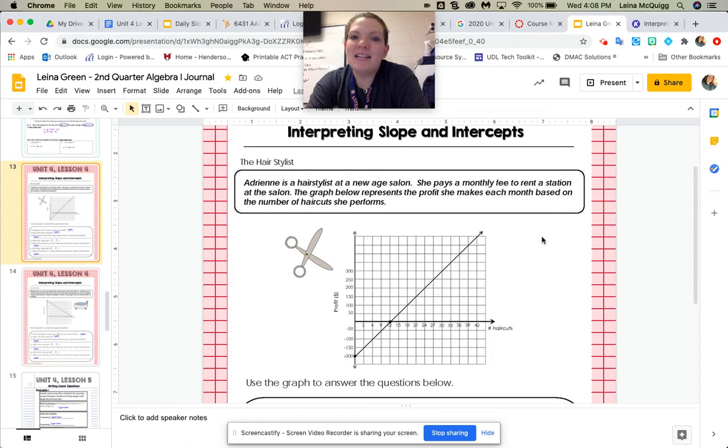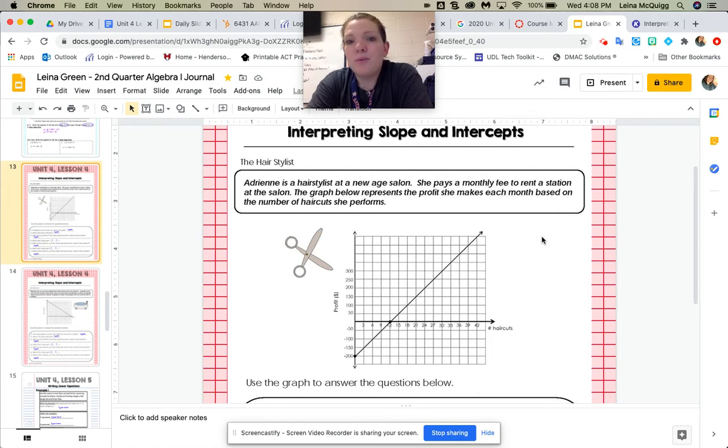Adrienne is a hairstylist at a new age salon. She pays a monthly fee to rent a station at the salon. The graph below represents the profit she makes each month based on the number of haircuts she performs. Okay, so first let's talk about a few things. Let's define some words.